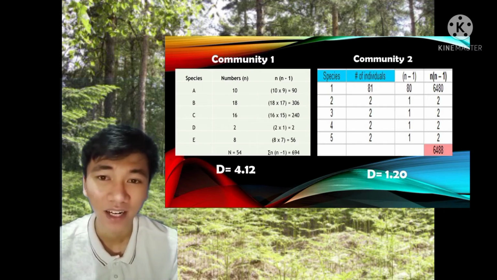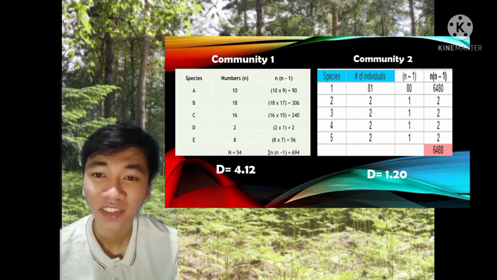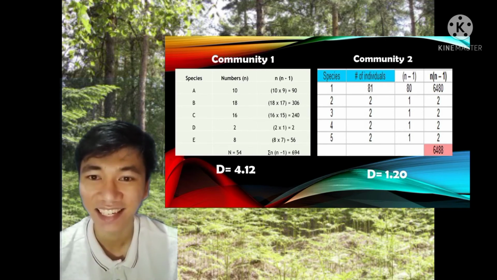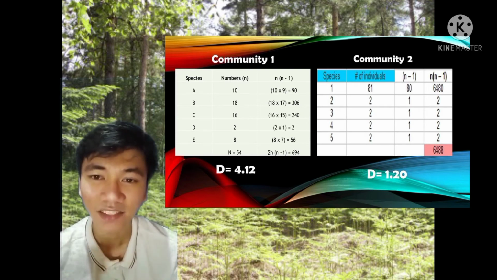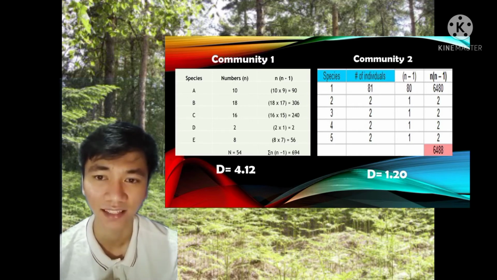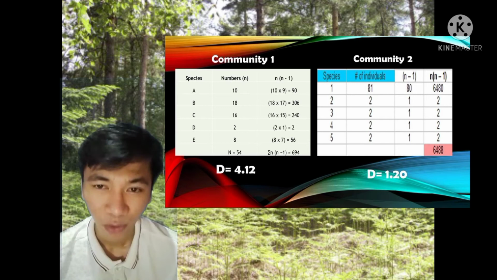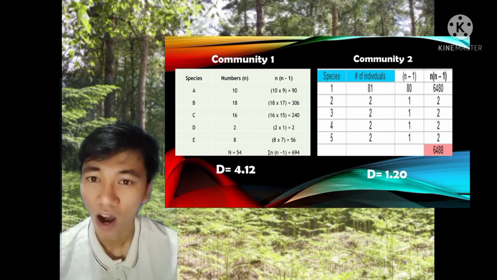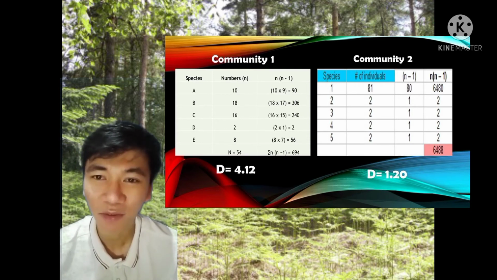Let us always remember that the higher the value of D, the higher the diversity. Typically, the value of the diversity index increases when the number of types of species increases and the evenness increases. In short, the species richness and species evenness is directly proportional to the diversity index. Let's go back to our example. So we can say that community 1 is more diverse than community 2. Why? Because community 1 has higher D value than community 2.